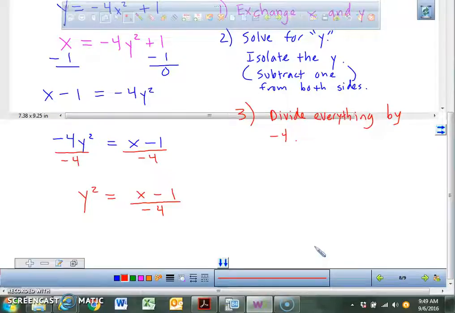Aren't you going to take the square root of it? Not yet. Let's just clean this up. It's a little ugly.